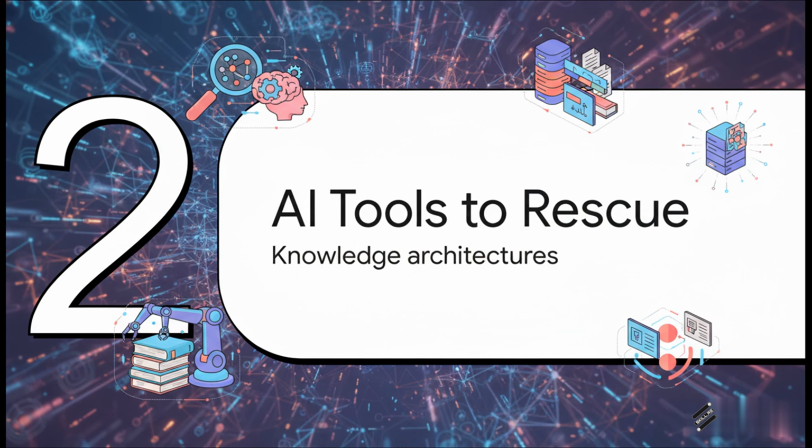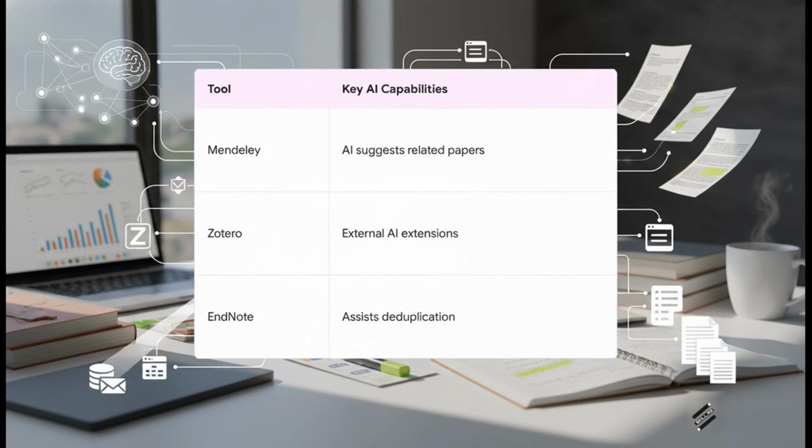Moving into Section 2, AI tools to the rescue. It's time to upgrade from filing cabinets to true knowledge architectures. Let's see how modern managers use AI to do the heavy lifting. You really have a fantastic ecosystem of tools to choose from now.